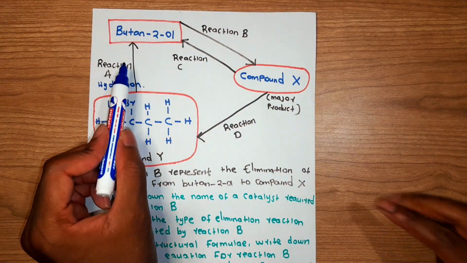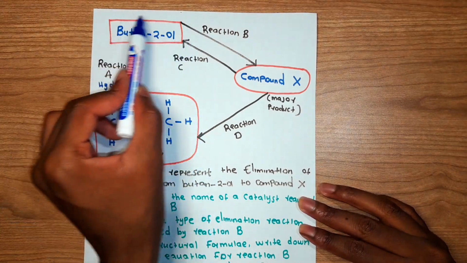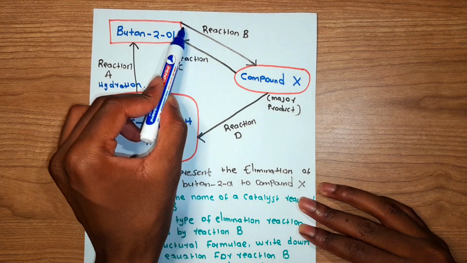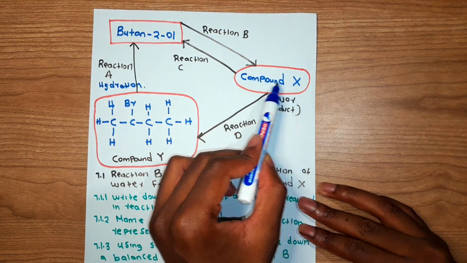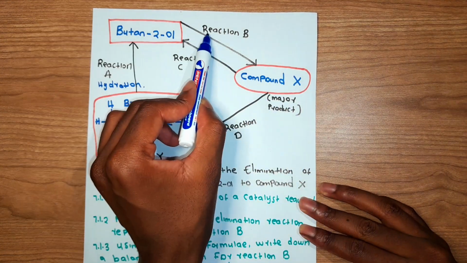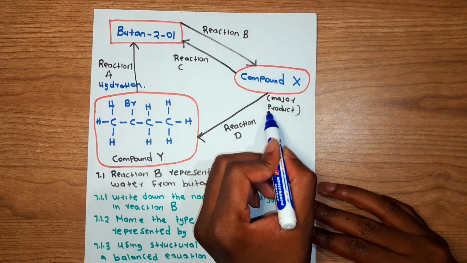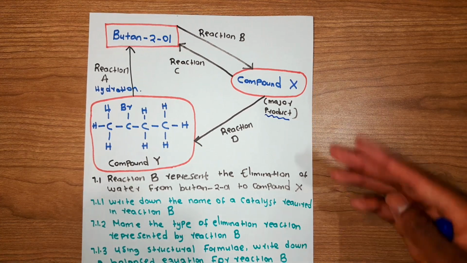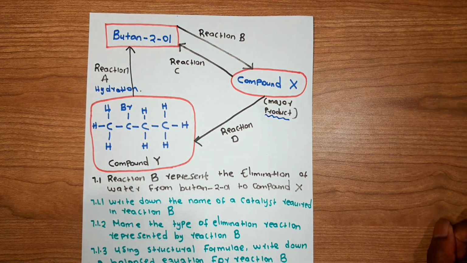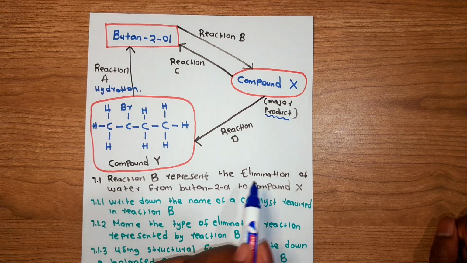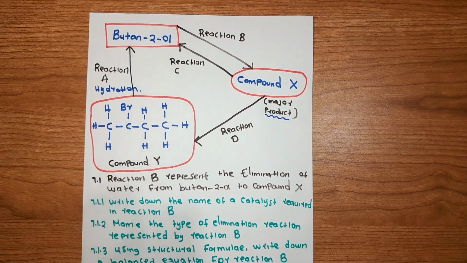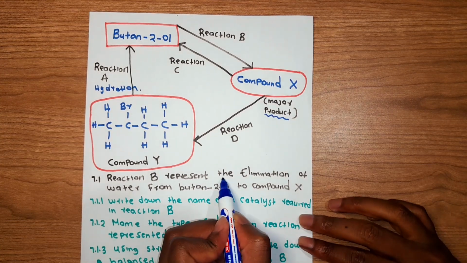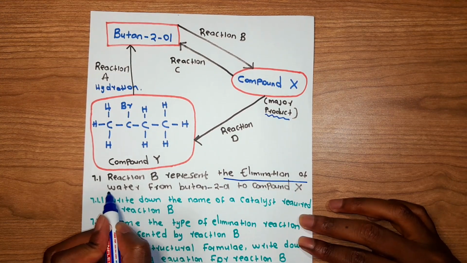Then when we move from this alcohol, we are now going to compound X, which is reaction B, and they are telling us that this is the major product, right? But we are not told anything about this, so you need to read the statement. Perhaps it has more information. Now they say reaction B represents the elimination of water.